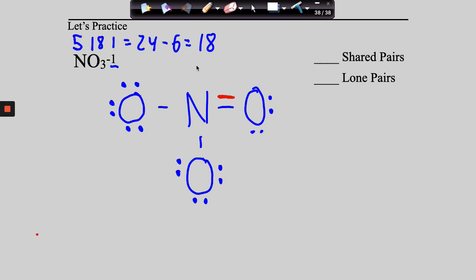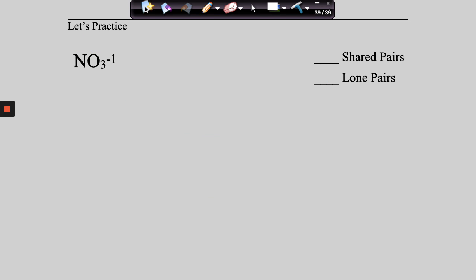So now we just need to do shared and lone pairs. Obviously the nitrogen is in the middle, and there's 1, 2, 3, 4 shared pairs and 0 lone pairs on that central nitrogen. Okay, so we've got one more to go. This one's kind of fun.